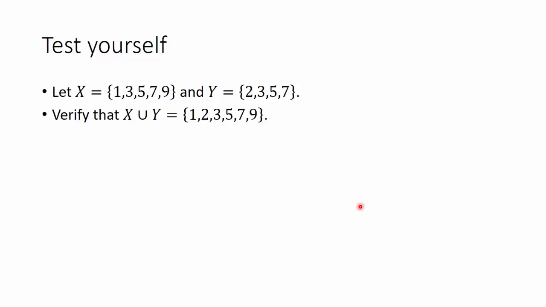Okay, so here's an opportunity to test yourself. Let capital X be the set with these elements, 1, 3, 5, 7, and 9. And let Y be the set with these elements, 2, 3, 5, and 7. Now, verify for yourself that X union Y is equal to the set with the elements 1, 2, 3, 5, 7, and 9. So let's pause for a moment and try to verify that this is the case. Are you convinced?